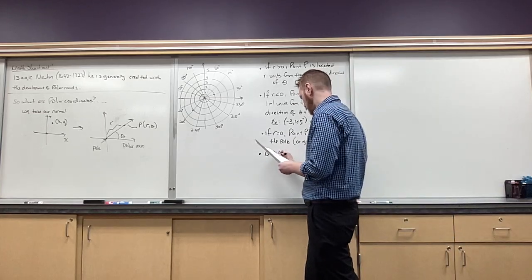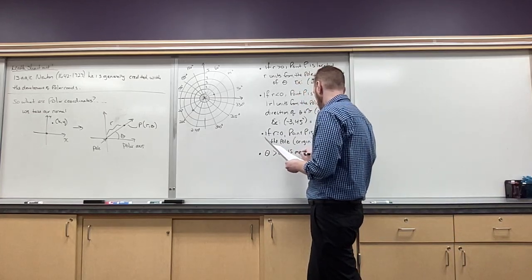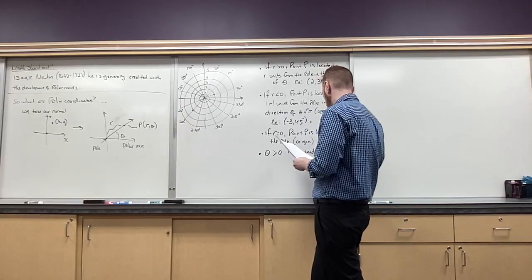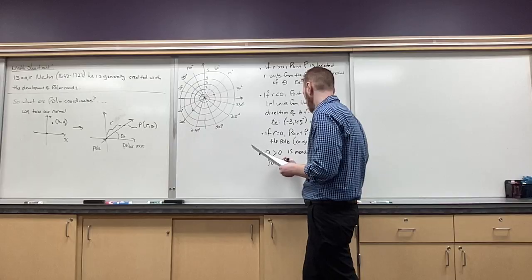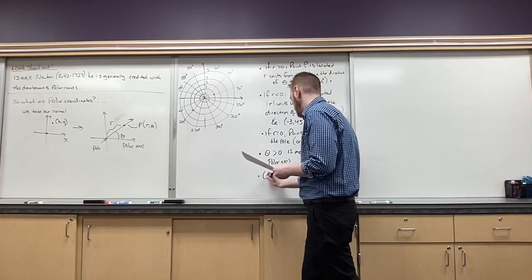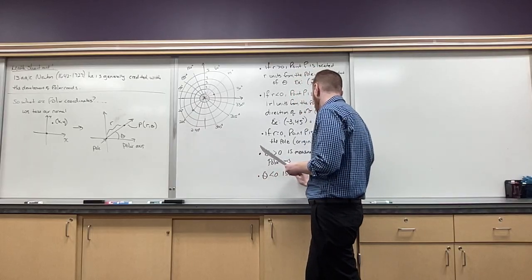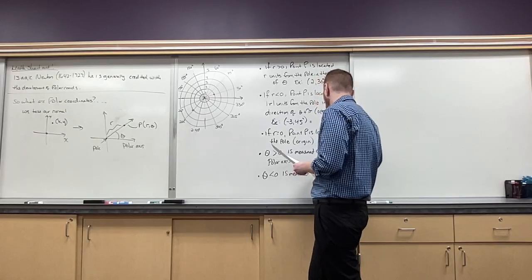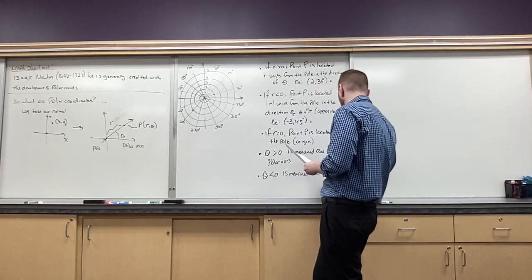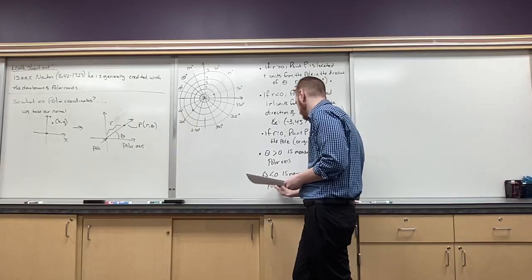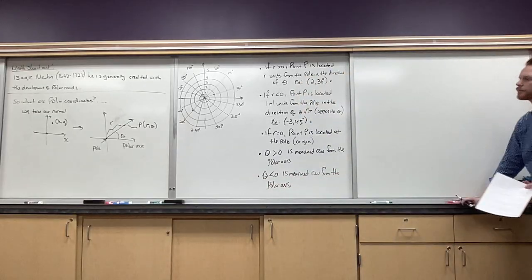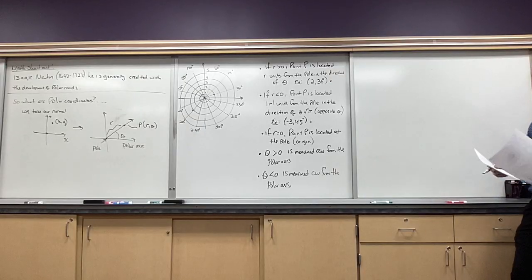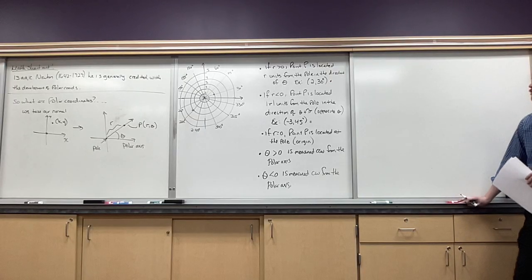So if theta is positive, then this is going to be measured counterclockwise from the polar axis. And then if it's negative, then it is measured clockwise from the polar axis. Okay? So you're just going in the opposite direction there. Any questions?